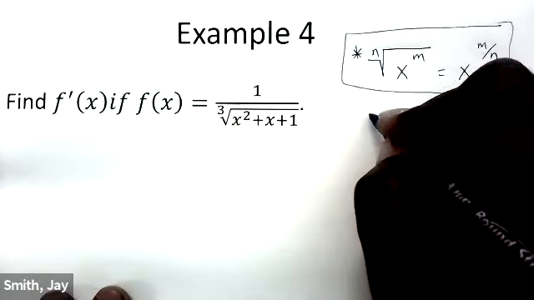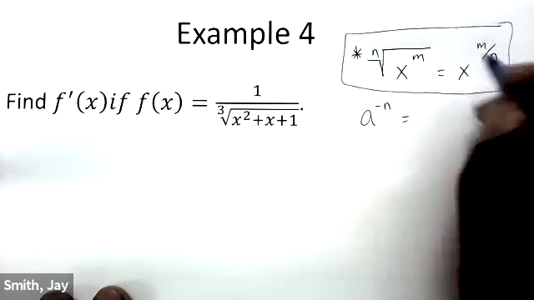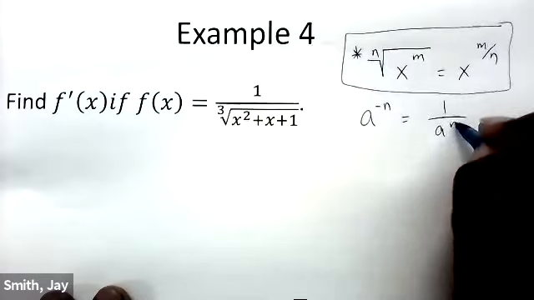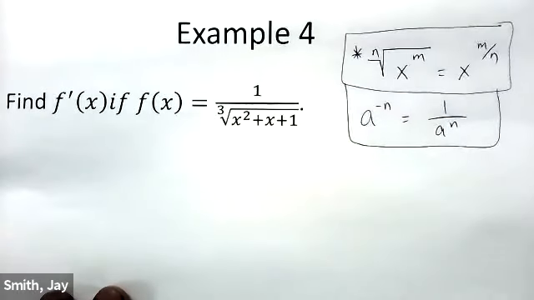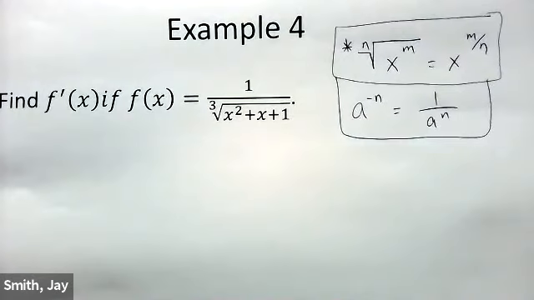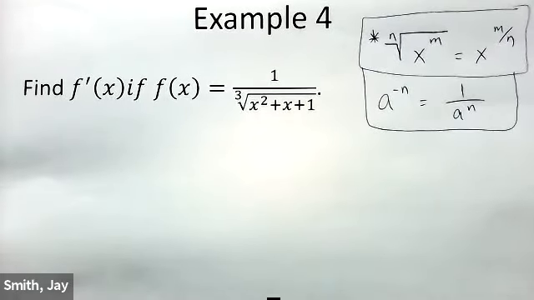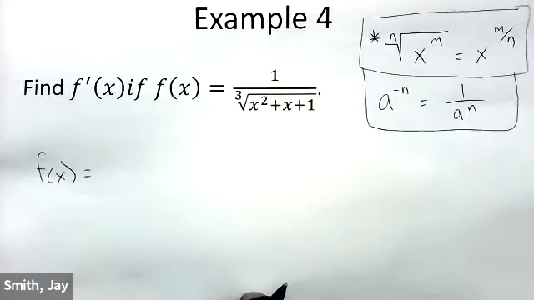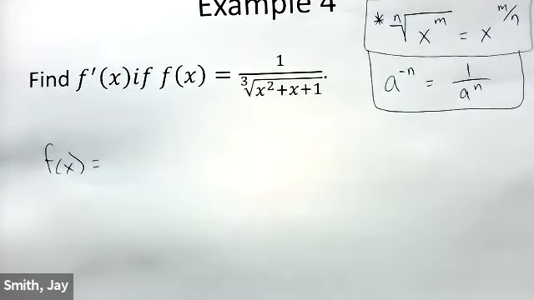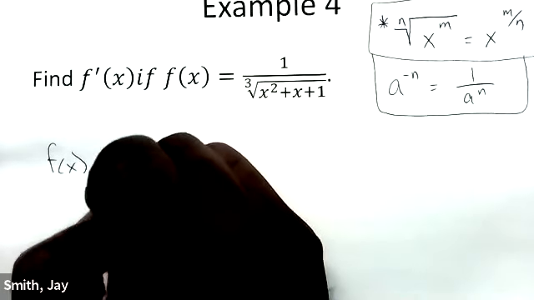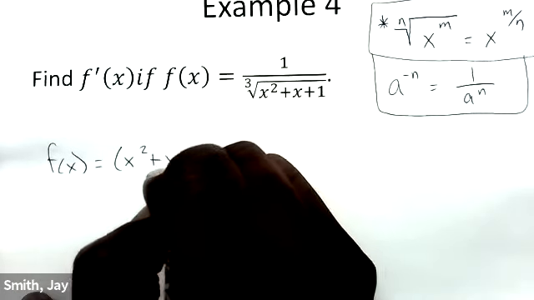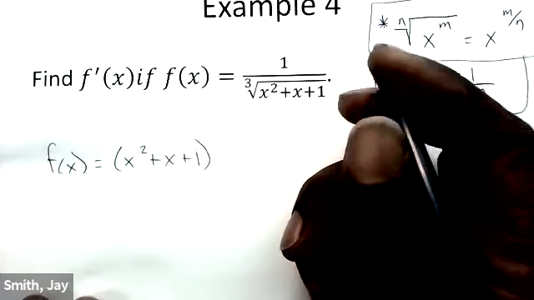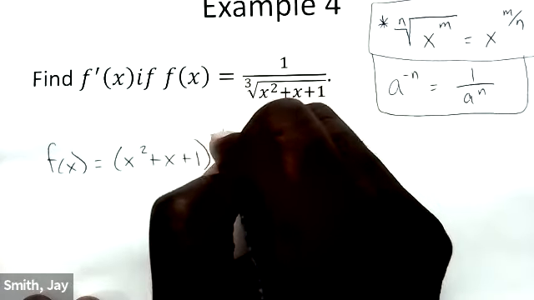Remember the second: a to the negative n power is equal to 1 over a to the positive n power, or how we get rid of those negative exponents. Push it to the bottom, make it positive, or vice versa. If it's already in the bottom, push it to the top and make it positive. Said all that to say that if we apply these algebra rules, we can rewrite f of x as x squared plus x plus 1 raised to the negative 1/3 power.